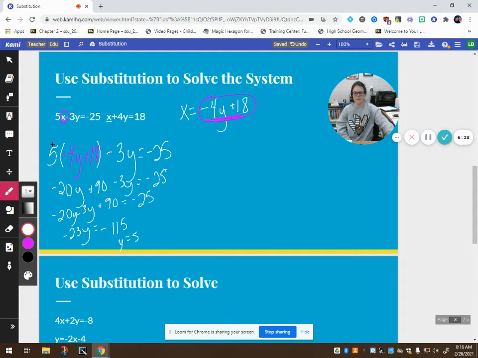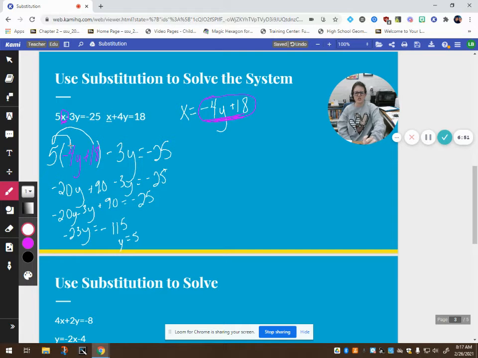Okay, so I began by applying the distributive property. I distributed this 5 to both terms inside the parentheses. I still keep noticing that students only give it to the first one. When it's outside the parentheses, you've got to multiply it by both things inside of the parentheses. So 5 times negative 4 is negative 20y. 5 times 18 is 90. Bring down my negative 3y equals negative 25.